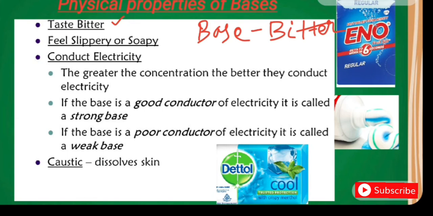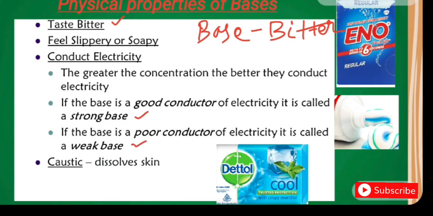It conducts electricity. The greater the concentration, the better they conduct electricity. If a base is a good conductor of electricity, it is known as a strong base, and if the base is a poor conductor of electricity, it is known as a weak base.